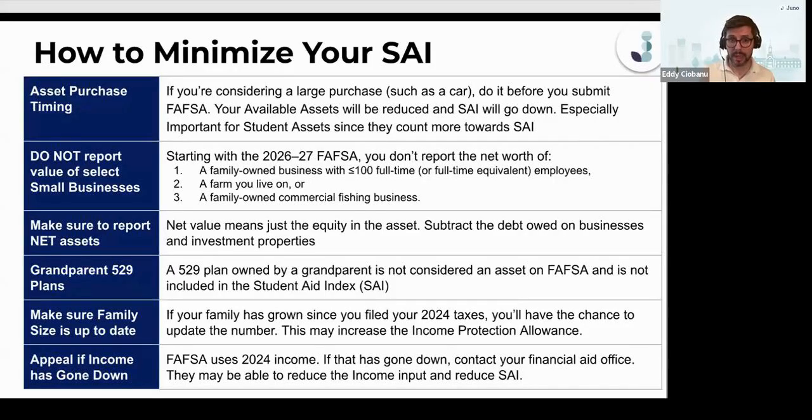We described as well how family size is a really important part in the calculation of the student aid index. If your family size has grown, make sure you update that, because that will increase the income protection allowance on your financial application. And then appeal your financial aid if your income has decreased. Again, income is used from 2 years ago, prior year. And so if there's been any changes, please make sure you contact your financial aid office to report your new income, and that will likely reduce your student aid index number if your income has gone down.